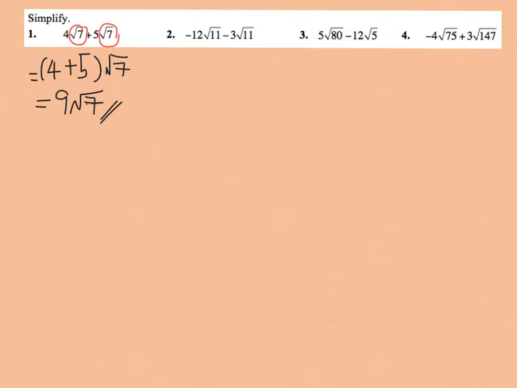In our second example, we have negative 12 times root 11 minus 3 times square root of 11. So from here, again, the surd or the radical term is square root of 11, and we can factor out the square root of 11 from negative 12 root 11 and minus 3 root 11. And the answer will be negative 12 minus 3, which is negative 15, times square root 11.